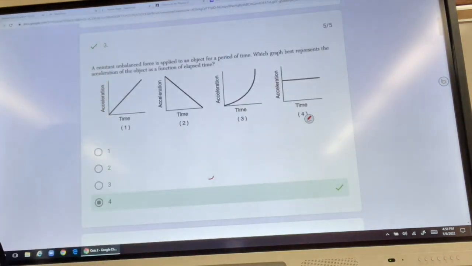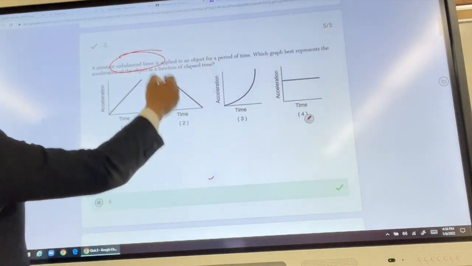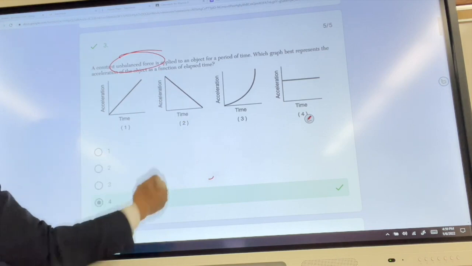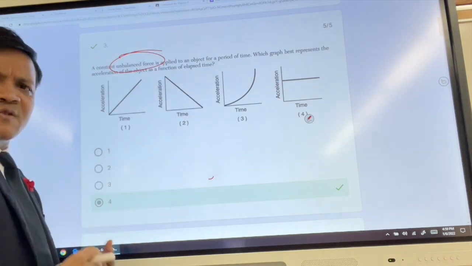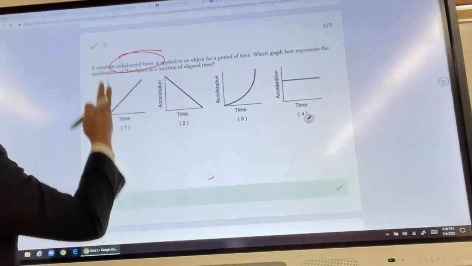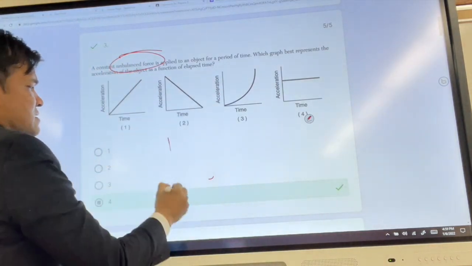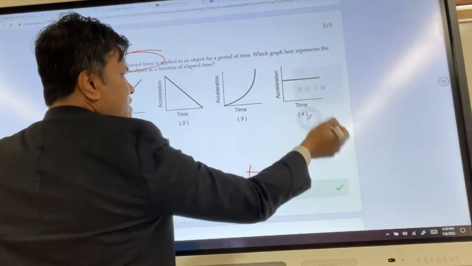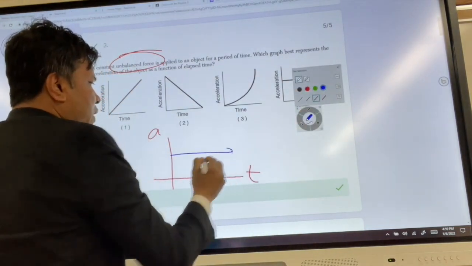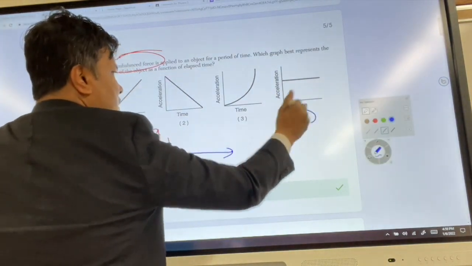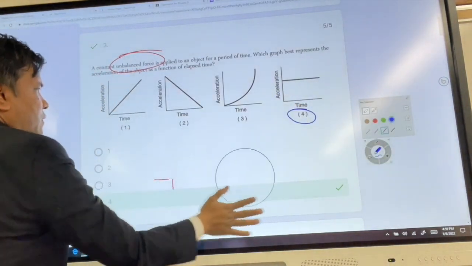Number 3 has to do with unbalanced force. Unbalanced force gives rise to acceleration. No unbalanced force, no acceleration. Unbalanced force always gives rise to acceleration. Since there is some unbalanced force, there will be acceleration. So the acceleration versus time graph is always constant when there is an unbalanced force. So obviously the answer is 4.